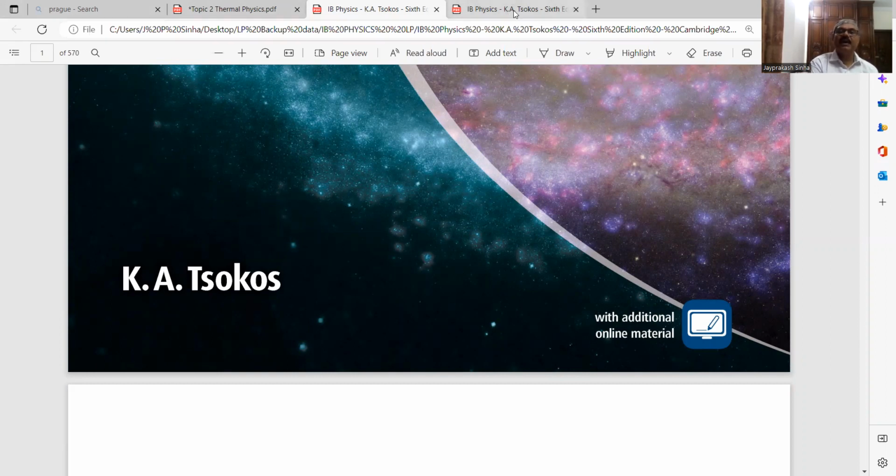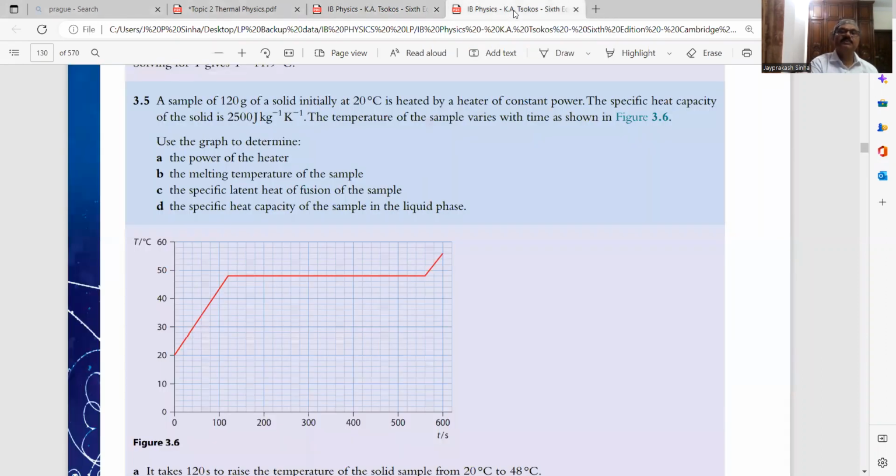We are going to solve one good problem from the thermal physics chapter, and which problem we are going to solve, that also I am going to show you. So this is the problem which we are going to solve. This problem is from the thermal physics chapter.